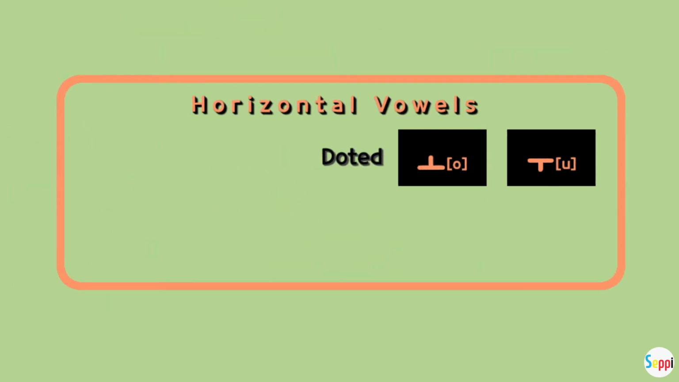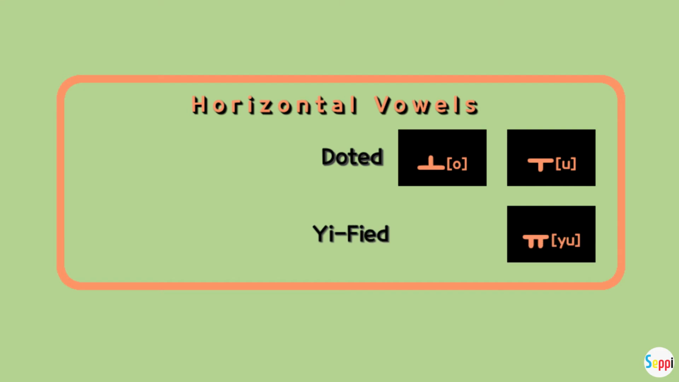Moving on to horizontals. U can be acquired by putting one more dot to the template U. Likewise, yo is Wi-Fi'd from O.